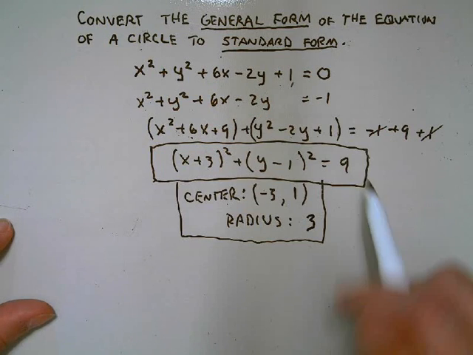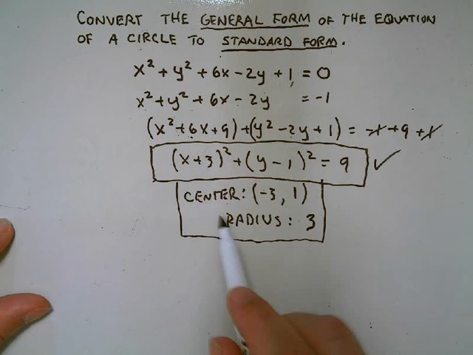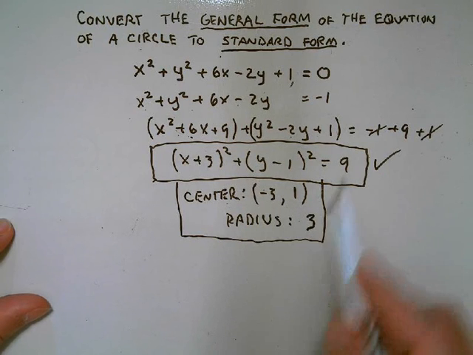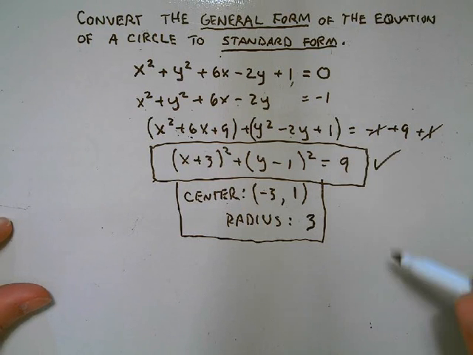So the standard form is here. What do we get out of the standard form? We can clearly see the center and the radius. And there you have it for converting general form to standard form.